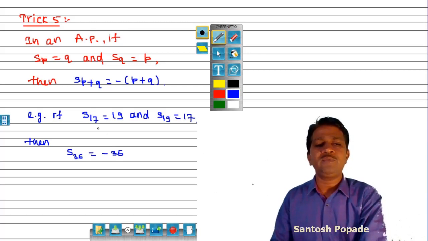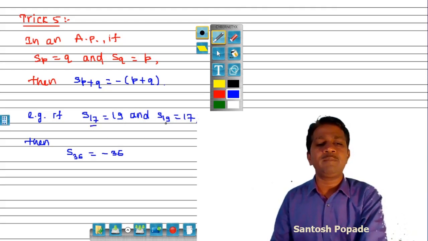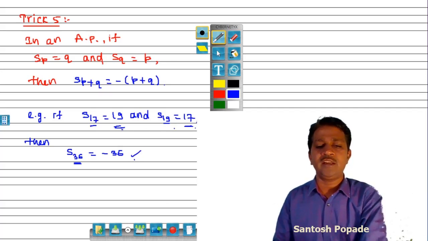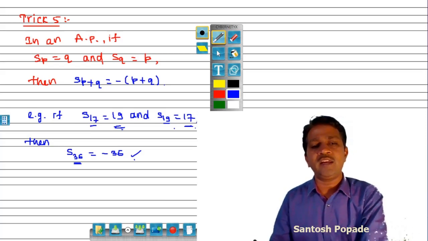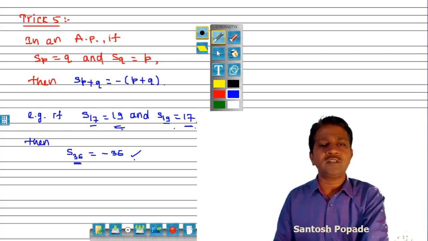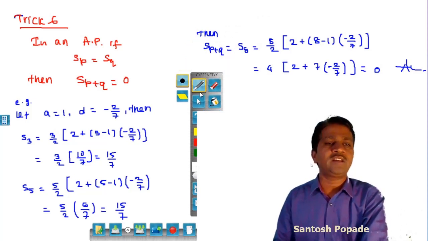So for example, if we are given the sum of 17 terms is 19 and the sum of 19 terms is 17, then the sum of 17 plus 19, that is 36, will be equal to the negative of p plus q, meaning the negative of the sum of these two, that is minus 36. Very easy trick. So you have to remember these tricks. To remember them, you must solve problems using these tricks again and again. Now let us move further to the last trick for today's lecture.